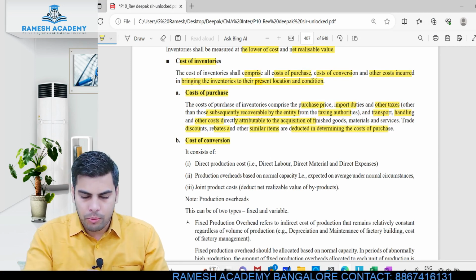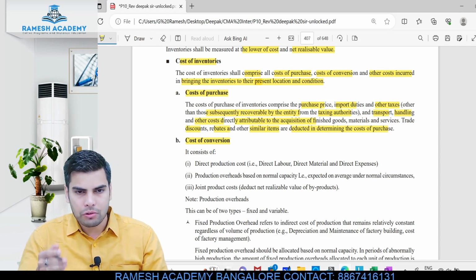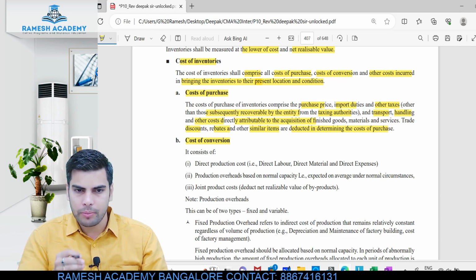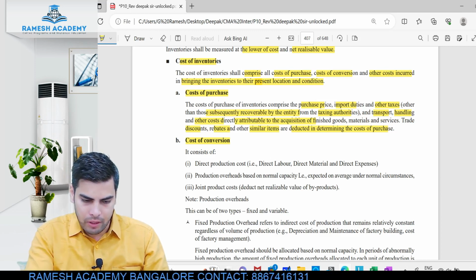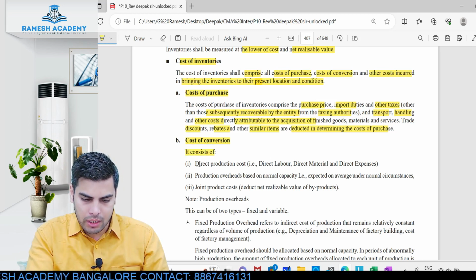Now let's talk about the next component of cost, that is cost of conversion. So one is cost of purchase, cost of conversion and other costs which are necessary to bring the product to the present location or condition. Okay, let's talk about the cost of conversion. So when it comes to cost of conversion, it consists of what?